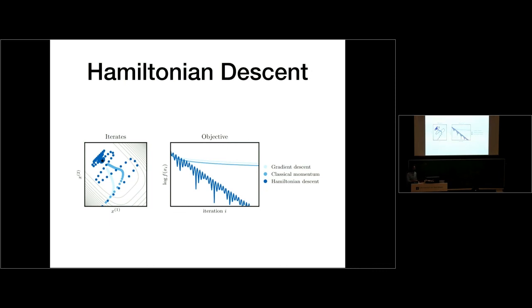Okay, and this is what the picture looks like. This function looks like x to the power 4, but is in 2 dimensions and tilted. These are the iterates of the different algorithms. In light blue is gradient descent. In medium blue is the classical momentum algorithm. And in dark blue is the Hamiltonian descent, provided that you picked the right kinetic energy for this problem.